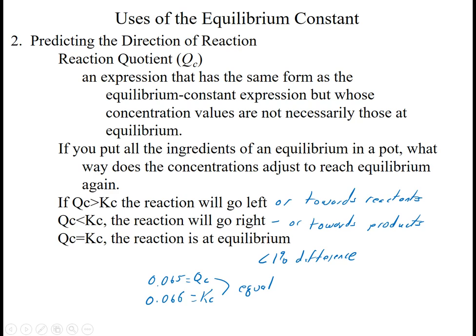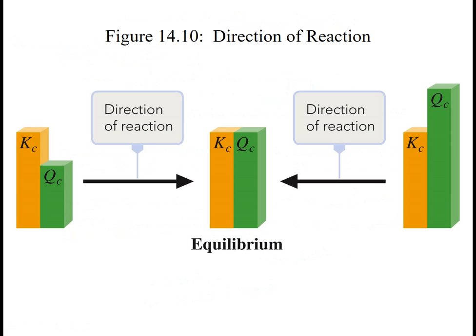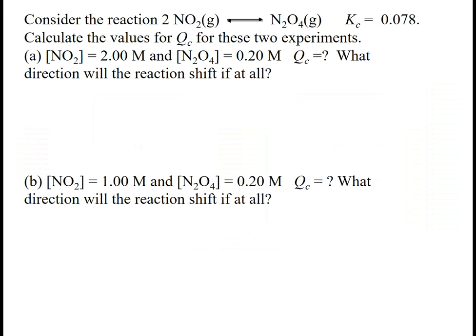Okay, so here's the figure: if KC is greater than QC, then it will go towards the right, or products. When it's at equilibrium, they're equal. If QC is greater than KC, it shifts left back towards equilibrium. I like to think of it a different way, and I'll show you that in just a second as we do a problem.